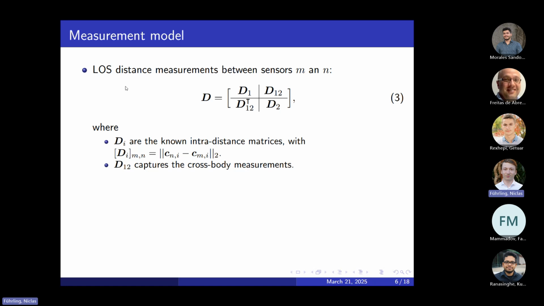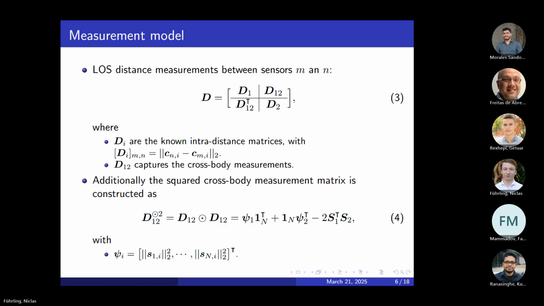Good. Next, what do we want to find? We have the line of sight distance measurements, now not only of the cross-body measurements, but also of the full rigid body system. So you have your whole matrix D here that captures all the distances. You have D1, which are the intra-distances of the first vehicle, so the distances of the sensors in the rigid body itself. Then you have D12, which are the captured cross-body measurements. And then we have D2, which are the distances of the second vehicle. Additionally, this can also be shown in the squared form by equation 4, which you can use for simulations and also later on.